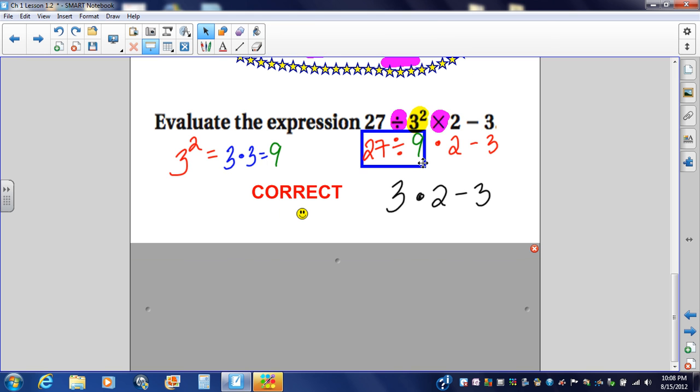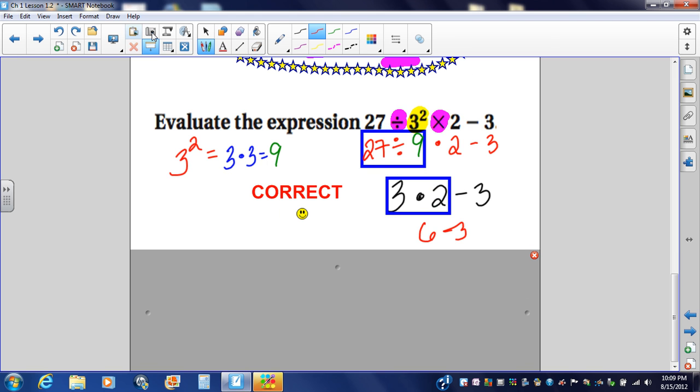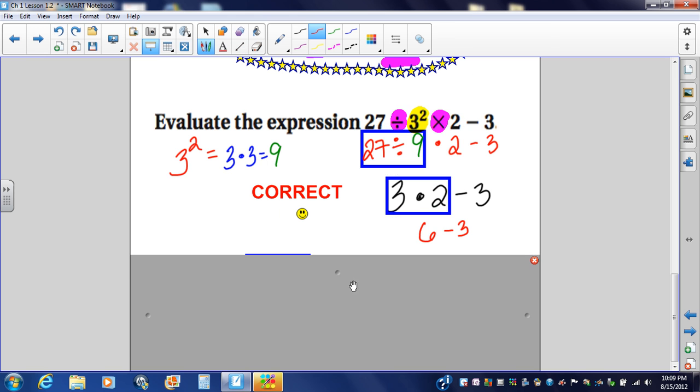Now, I'm going to do my multiplication. Hey, why won't it give me the box? There we go. All right, now I can do my multiplication. 3 times 2 is going to give me, you are correct, 6. 6 minus 3. Sloppy, Mr. Phillips. Very sloppy. There we go. 6 minus 3 is going to give me an answer of 3.